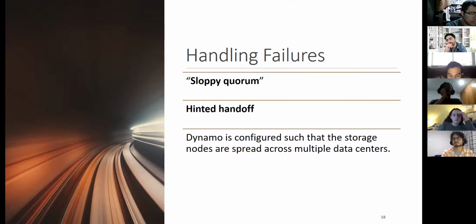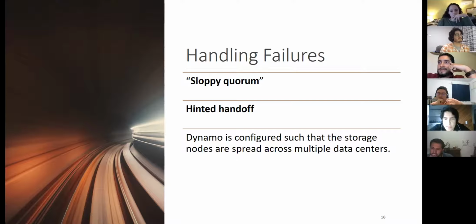So upon detecting that A has recovered, D will attempt to deliver the replica to A. Once this transfer succeeds, D may delete the object from its local store, without decreasing the total number of replicas. So using this hinted handoff technique, Dynamo ensures that the read and write operations are not failing, even if there are temporary node failures.